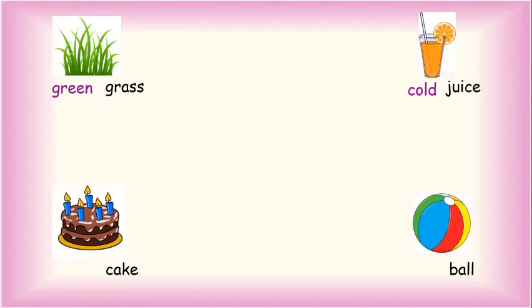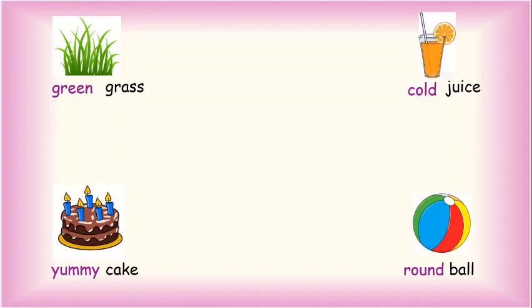Then we have cake. How does the cake taste? The cake tastes yummy. So let's say yummy cake. And then there is a ball. What can we say about the ball? The ball is round in shape. So let's say round ball.